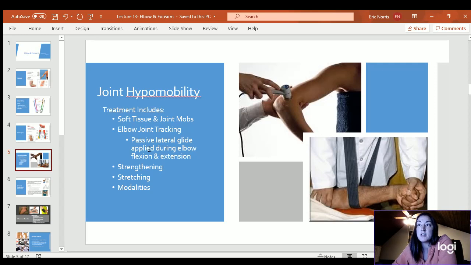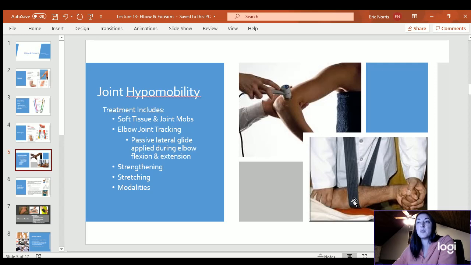Joint mobilization. One of the main things that we'll do is joint tracking. In the picture you see he has a belt, some type of mobilizing belt, that he has hooked probably around his shoulder and neck up here, and then he is using it to pull the bones laterally while he passively flexes and extends at the elbow. So it's doing a lateral glide. The belt is what's doing the lateral glide while he passively pulls them into elbow flexion and extension.